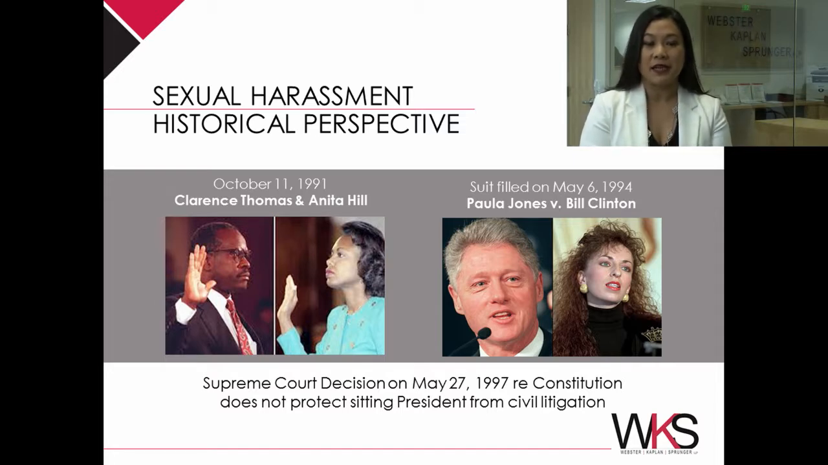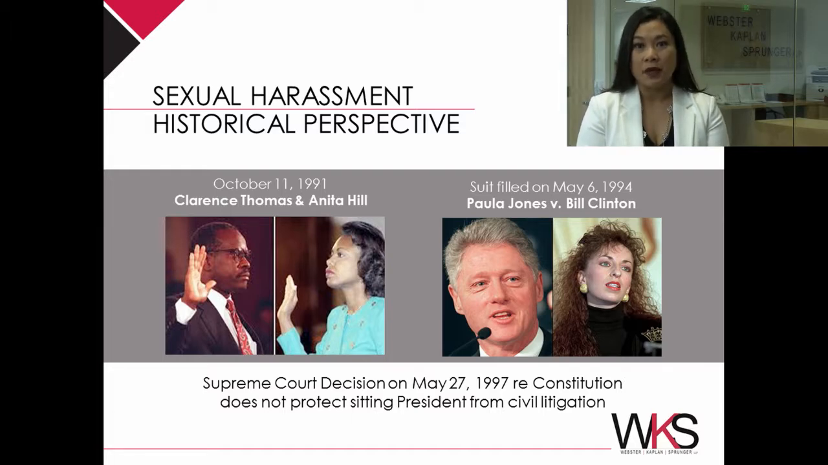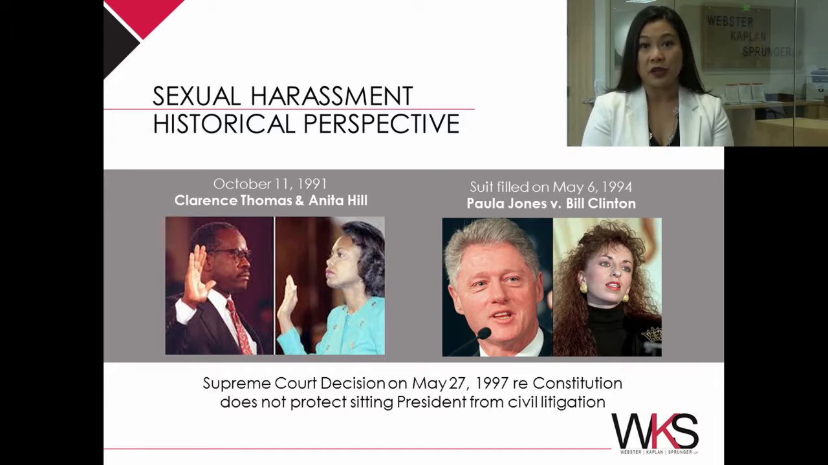So let's go back to 1991, where I have Clarence Thomas and Anita Hill up here on the screen. As you may recall, in 1991, Clarence Thomas was nominated to be on the Supreme Court of the United States. And as a nominee, he had to go through a Senate Judiciary Committee hearing. During that process, a former colleague of his, Anita Hill, was called to testify. During that hearing process, Anita Hill provided very descriptive details as to allegations of sexual harassment against Clarence Thomas when she had worked for him at the Department of Education and at the EEOC.